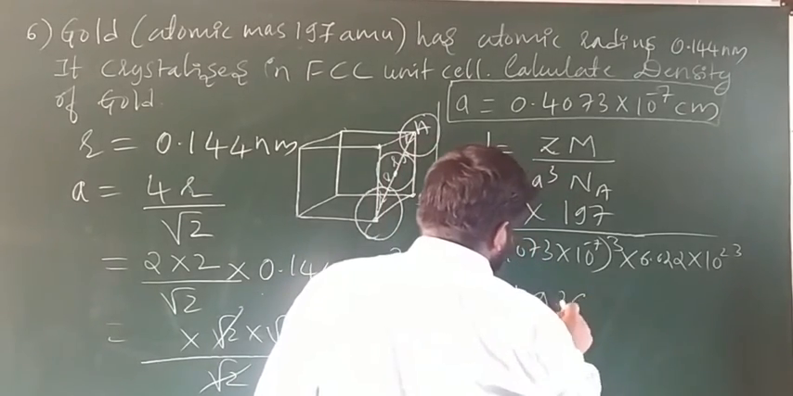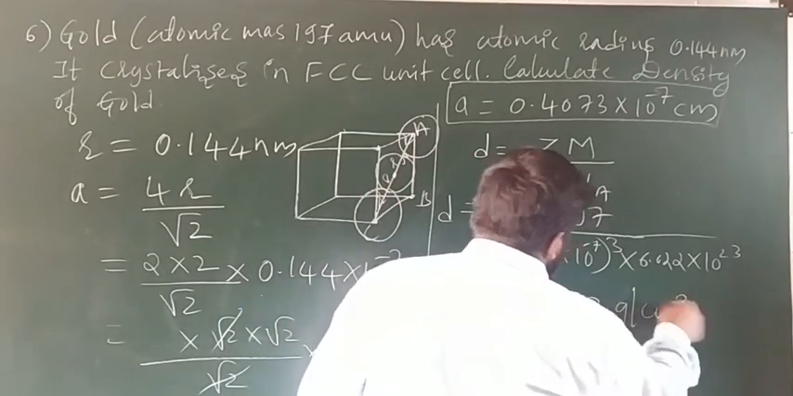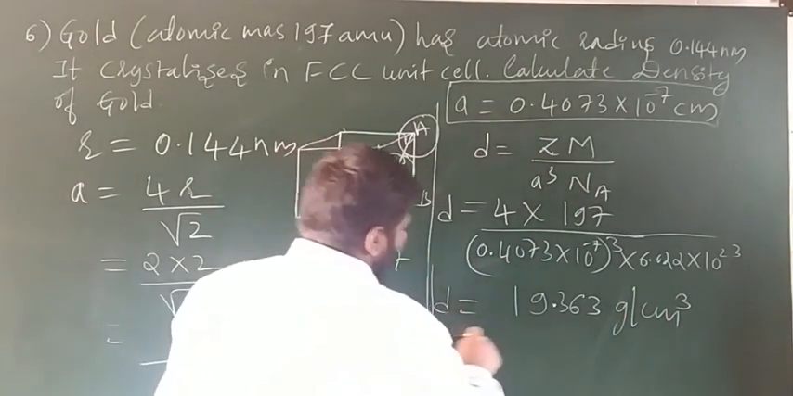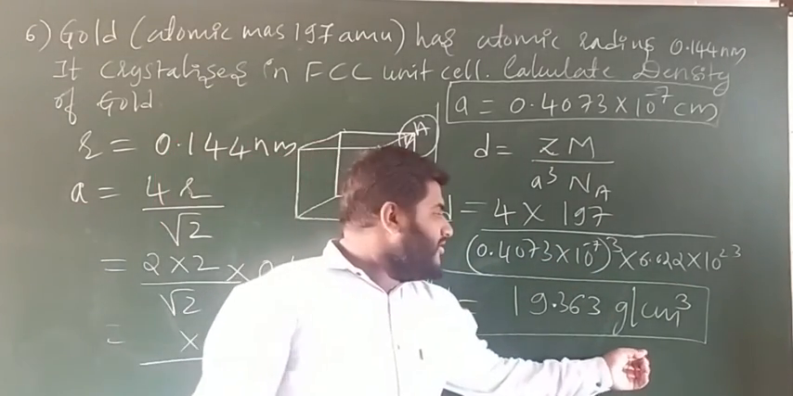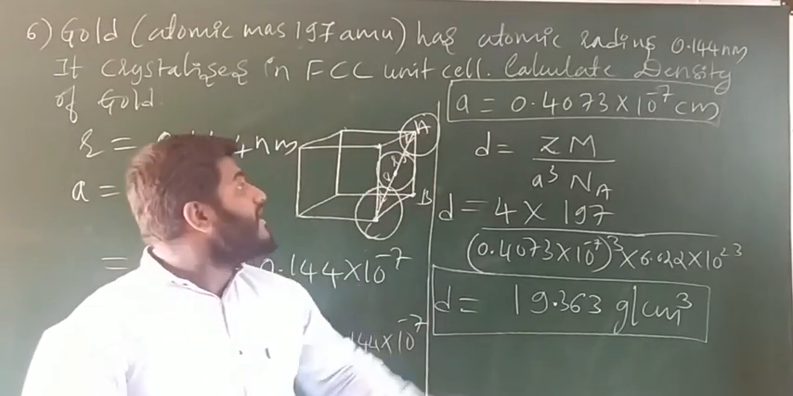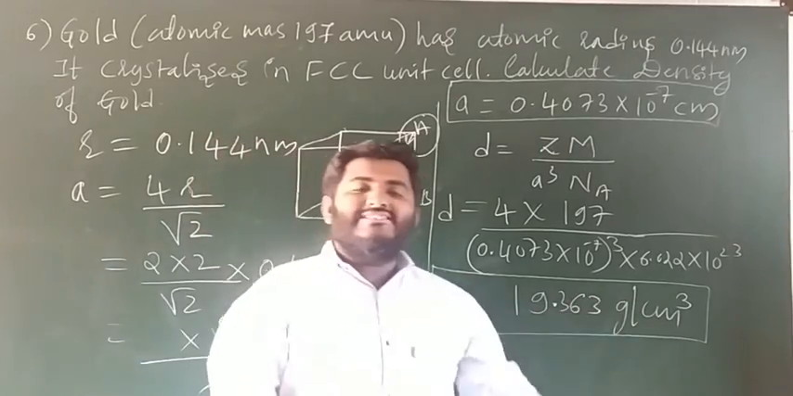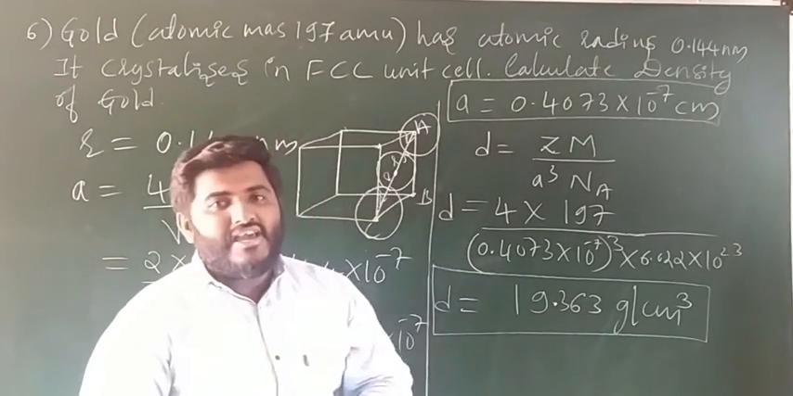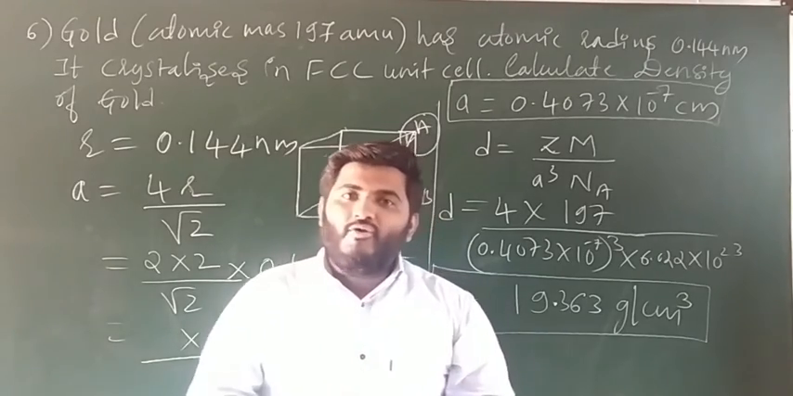19.363 gram per cm cube. Why gram per cm cube? Because density is mass divided by volume. The unit of mass is gram, the unit of volume is cm cube. So how much answer we got here in case of gold? So what is the density of the gold, guys? 19.363 gram per cm cube is the density of the gold. I hope you got the points here.